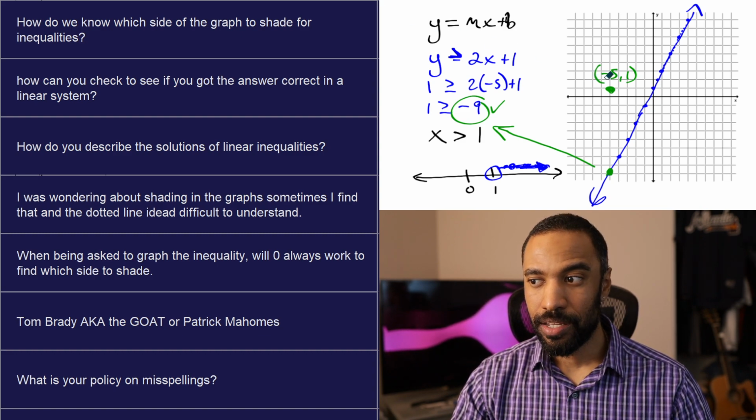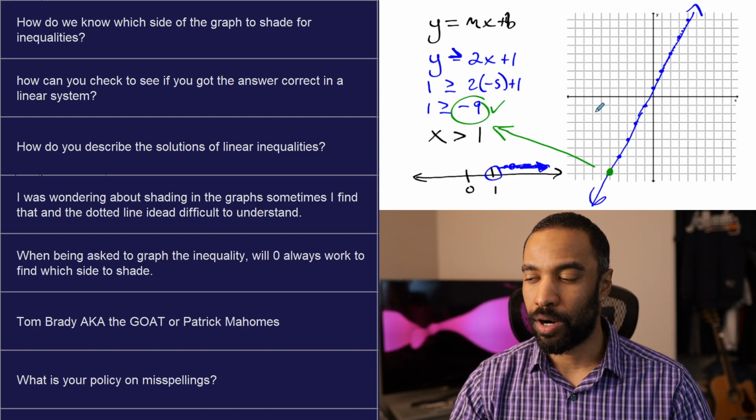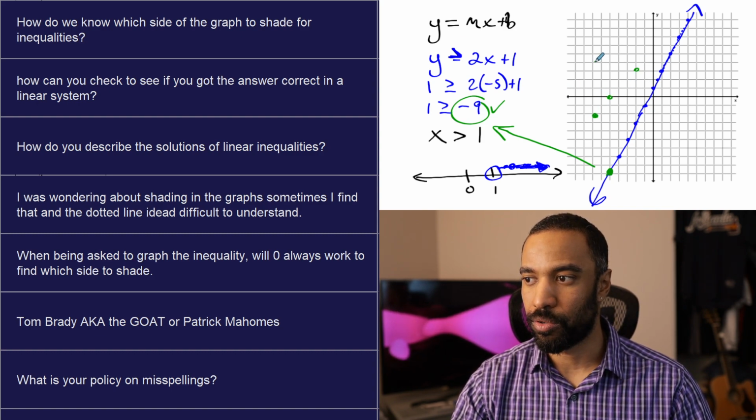So why do we shade? Because this isn't the only point that works. Any point above this line will work. This point will work, this point will work, this point will work, this point will work.